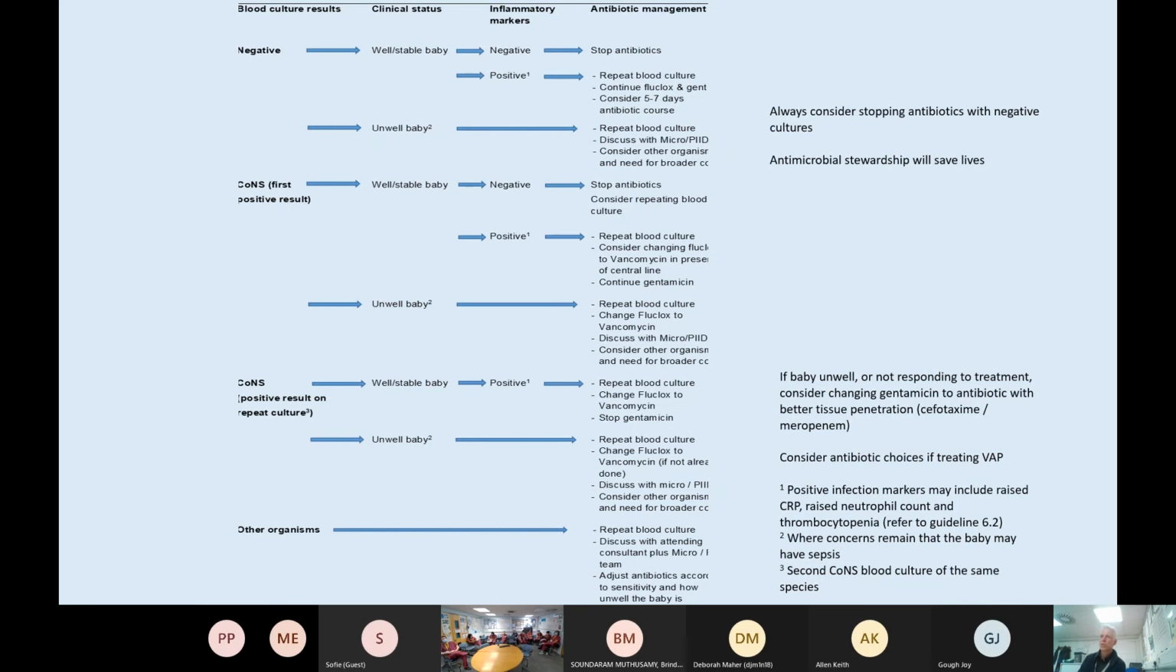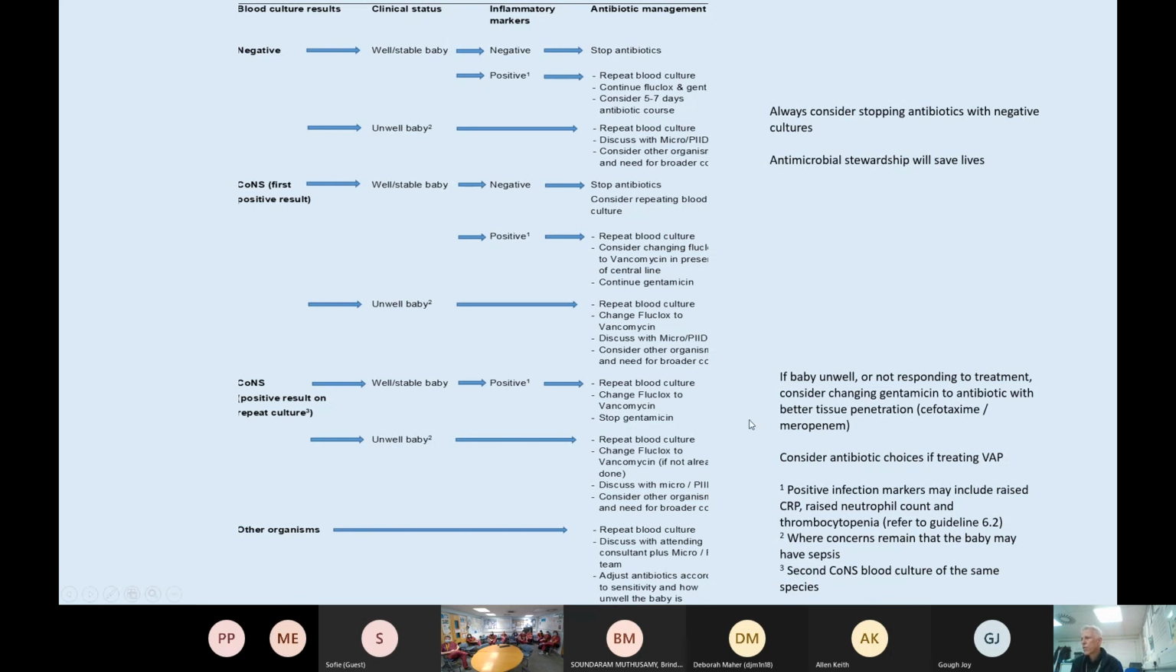Coagulase negative staph: one positive coagulase negative staph culture does not equal CONS sepsis. Please always remember to repeat blood cultures. And if your second blood culture is negative, then that strongly suggests that the first blood culture with CONS in it was a contaminant. And so once again, those are good reasons to potentially stop antibiotic courses if you've grown CONS once and the baby remains well.